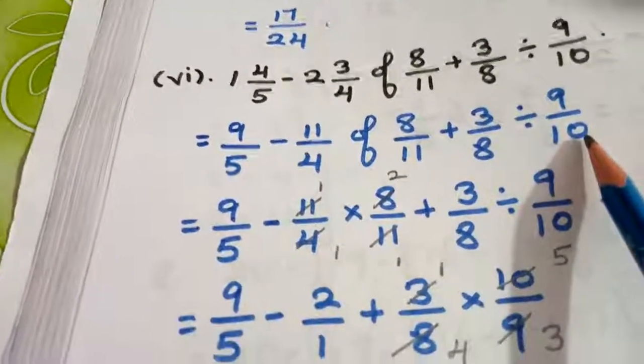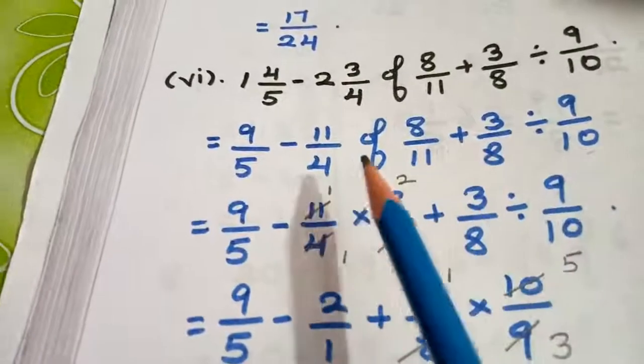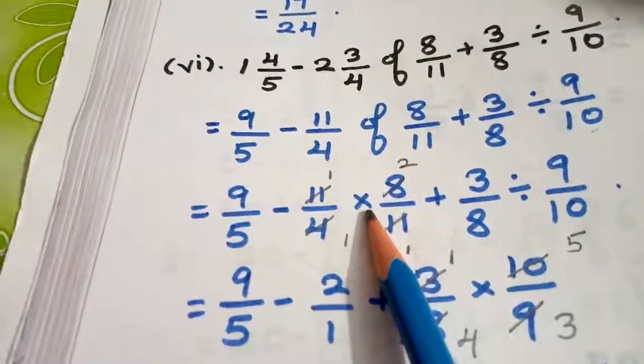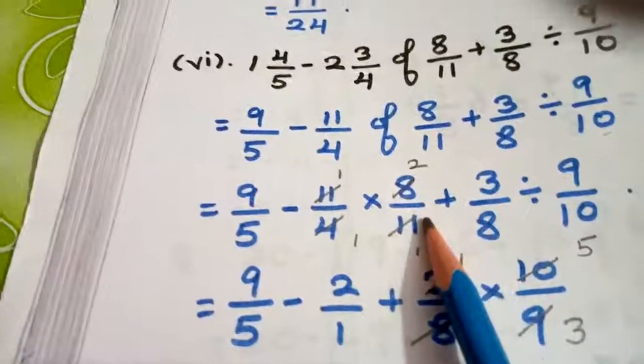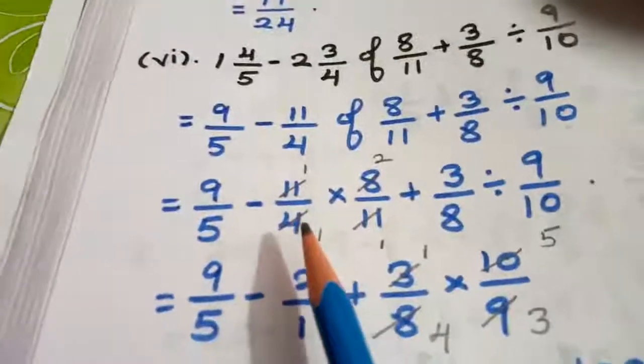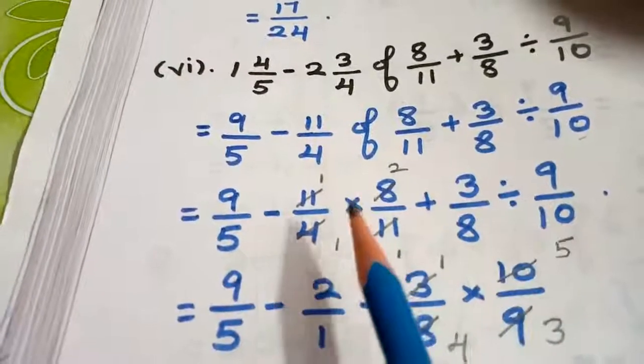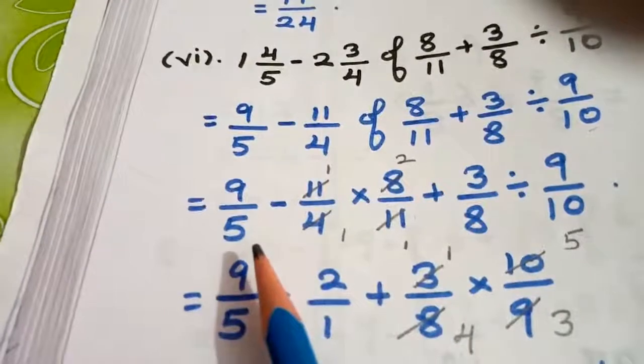Next, if you check here, you are not having the bracket. Next, you are going to come to off. Be careful, students. I am converting this off into multiplication, and I am writing the value as it is. Next, what are all the operations we are having here? Division, multiplication, addition and subtraction.